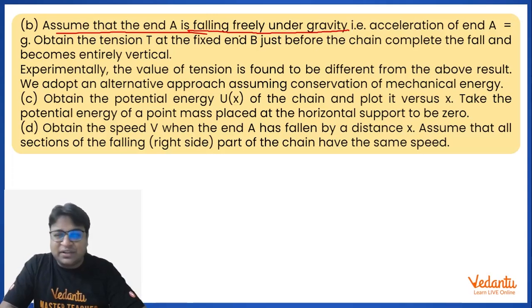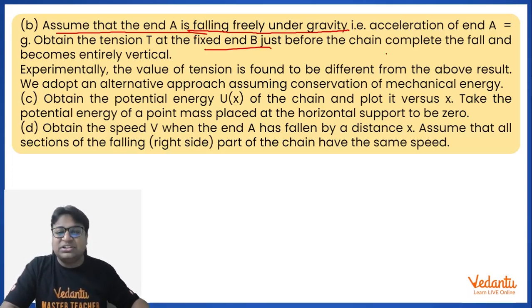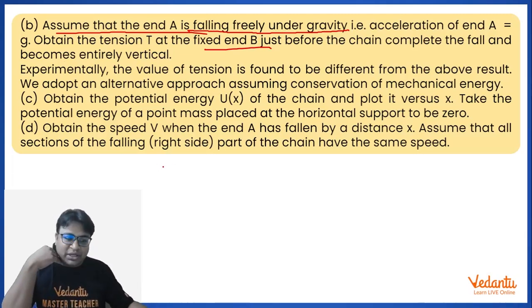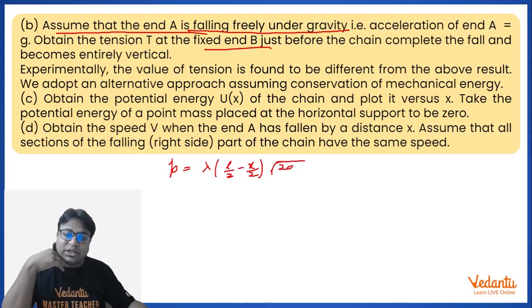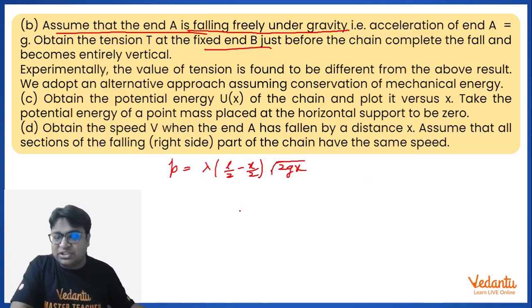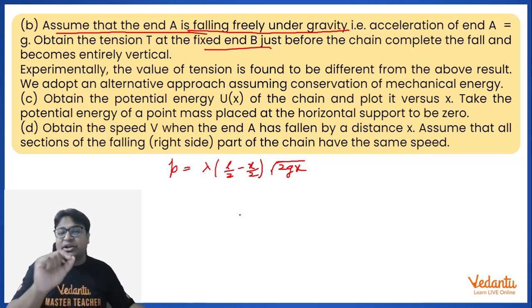Assuming the acceleration of end A equals g, obtain the tension at the fixed end just before the chain completes the fall and becomes entirely vertical. So we obtained the momentum of the chain, and that momentum was lambda into (L by 2 minus x by 2) into x, into v, which was this. Now, can I say that the net force acting on the chain will be equal to the rate of change of momentum of the chain? So that is what I'm going to do.